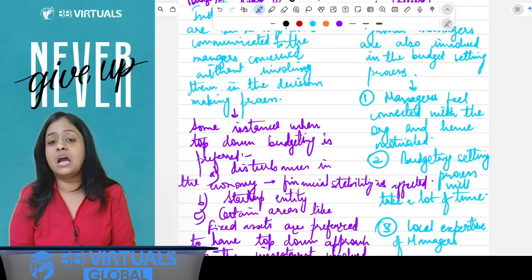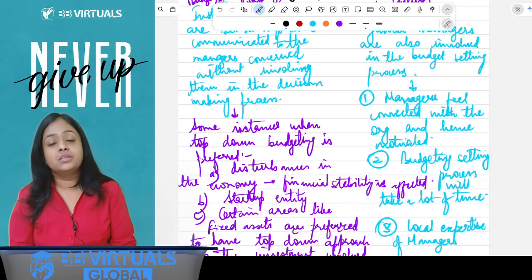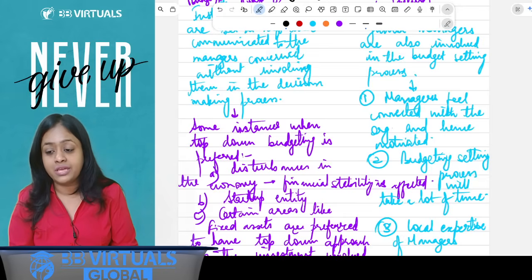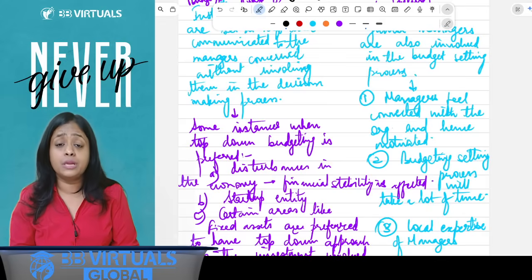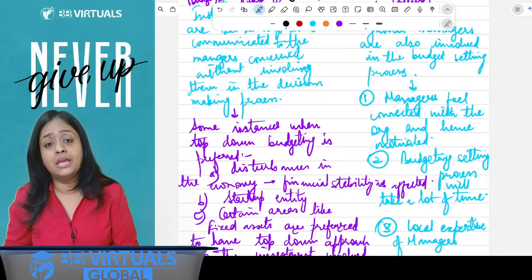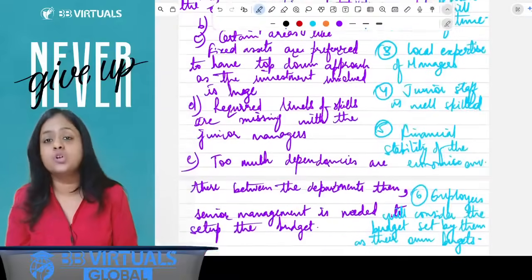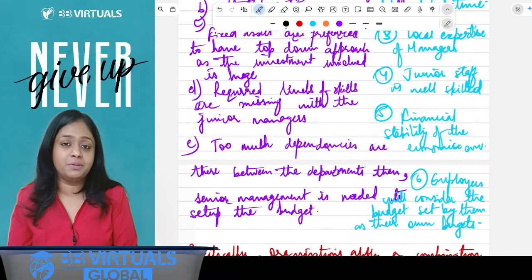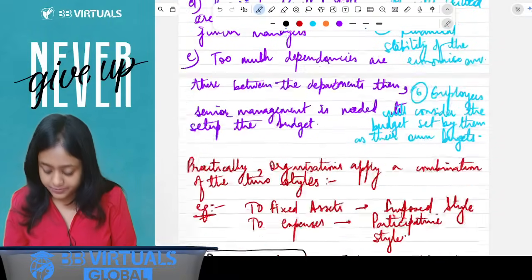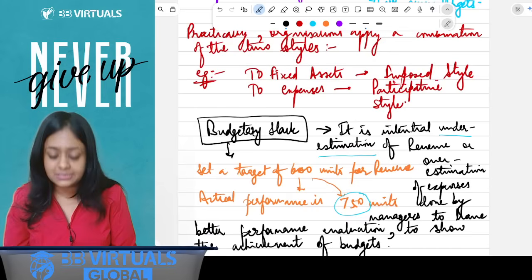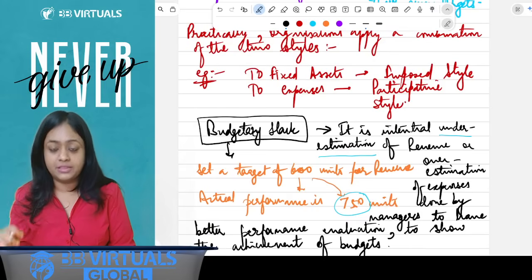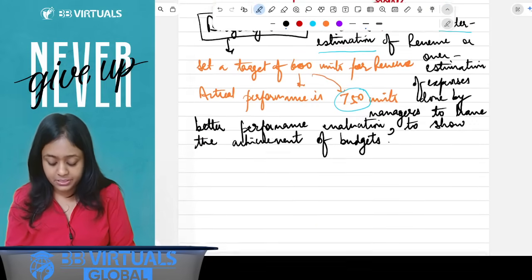So just because they artificially increase the budget, they are trying to ensure that their bonuses are good and they get heavily rewarded by showing favorable variances. So this is also one of the reasons why sometimes participative budgeting is discouraged. Now, practically the organizations will always apply both the types of budgeting as a combination.